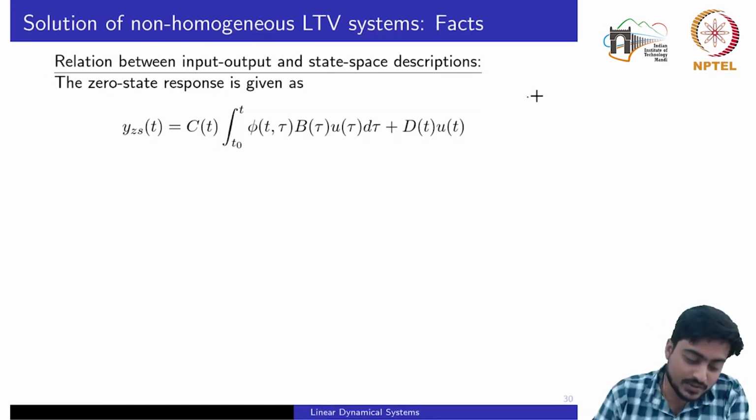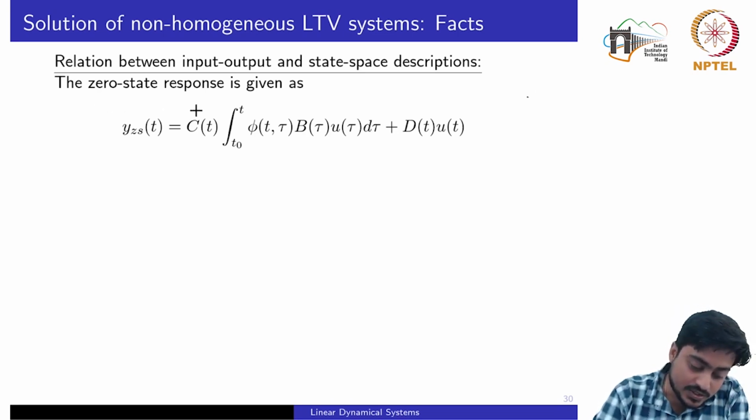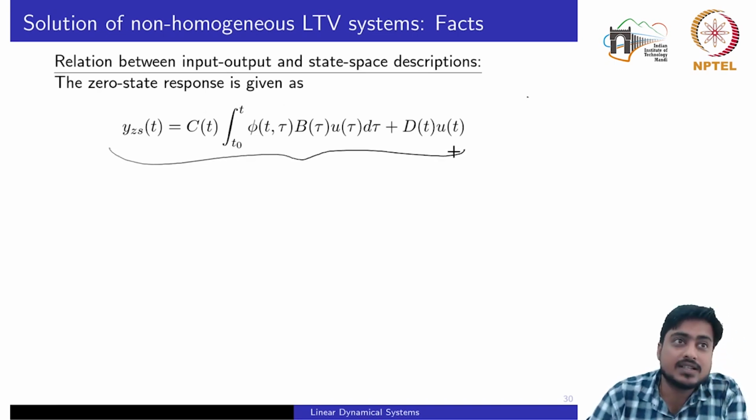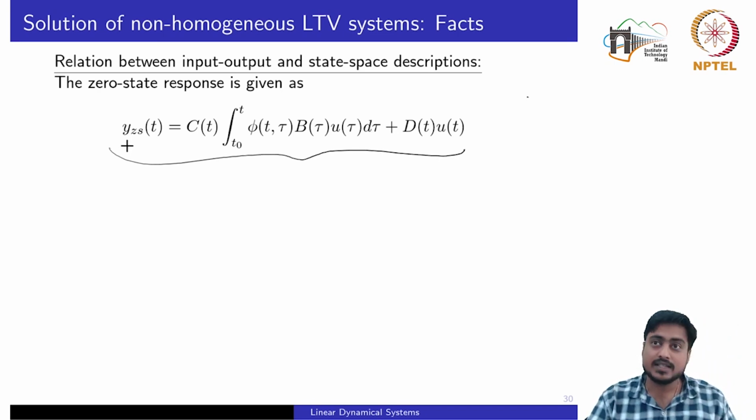So after seeing the solution of the LTV state space equation, we can move towards seeing some interesting facts about the solution we have obtained. So the first fact is the relationship between the input output and the state space description. Now we saw that the zero state response is basically given by this equation, which we also say y in the subscript zs.